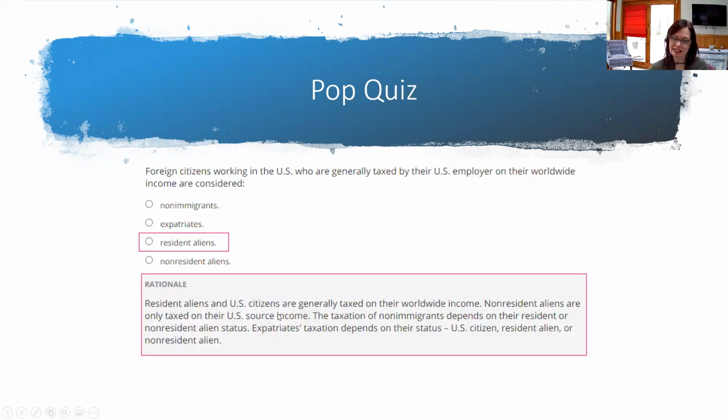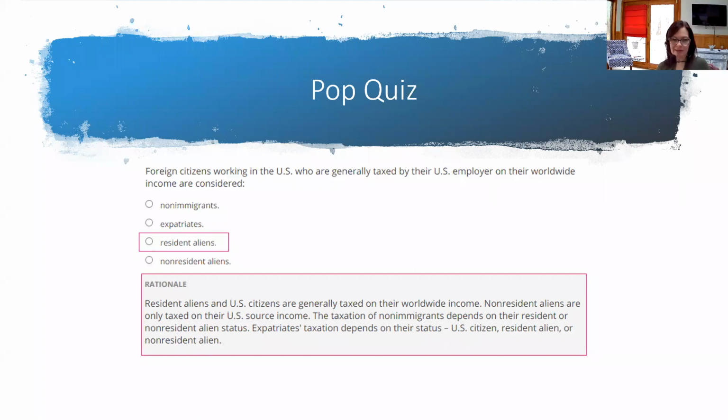So it's resident aliens, and the key to that is it's on their worldwide income. So resident aliens and U.S. citizens are generally taxed on their worldwide income. Non-resident aliens are only taxed on their U.S. source income. The taxation of non-immigrants depends on their resident or non-resident alien status. Expatriate taxation depends on their status, U.S. citizen, resident alien, or non-resident alien. So it is very tricky.